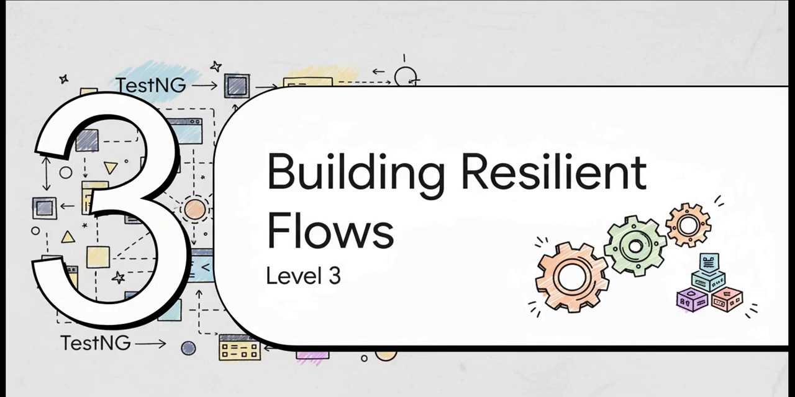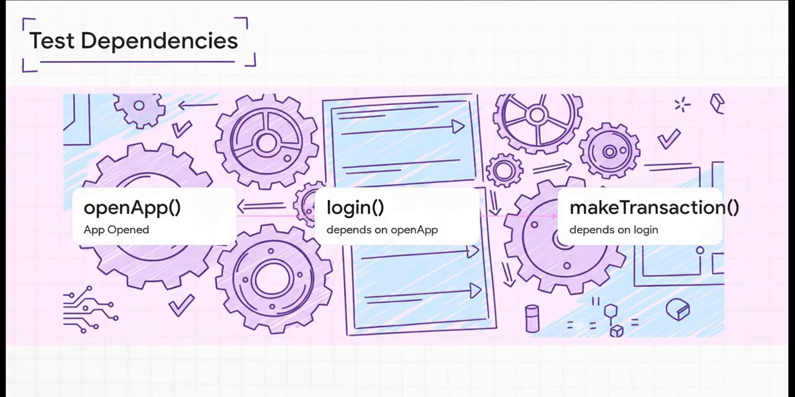Okay, on to level 3. And here, we're facing our trickiest opponents yet. Tests that have to run in a super strict sequence, and those just infuriating tests that fail for no good reason. For those sequential flows, TestNG offers dependencies. With dependsOnMethods, you're basically creating an unbreakable chain. If the login step fails, TestNG is smart enough to just skip the make transaction step. It completely prevents those horrible cascading failures. This is absolutely essential for something like a flight booking or an e-commerce checkout flow.